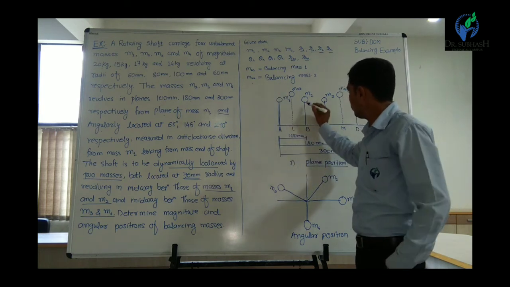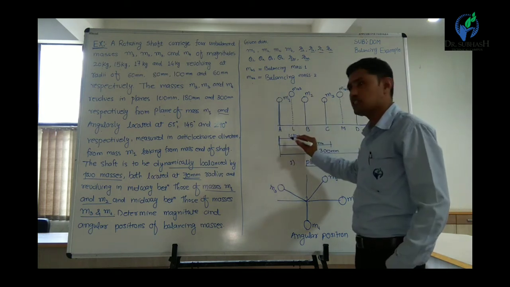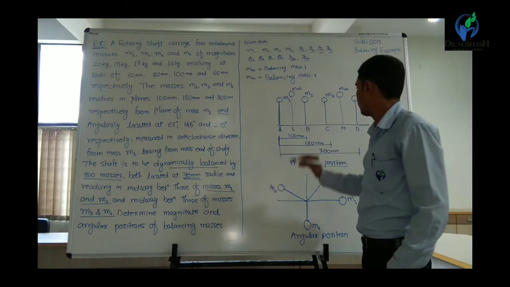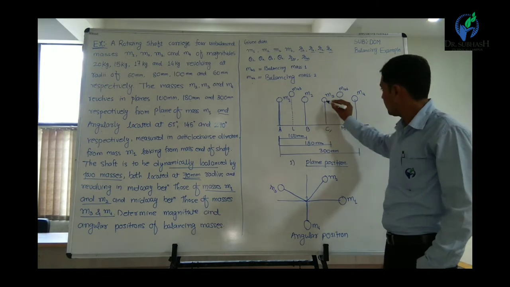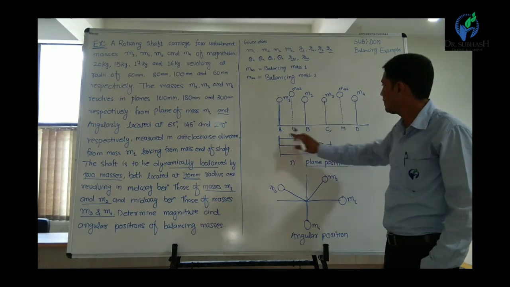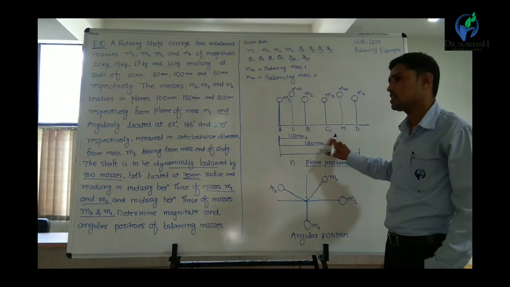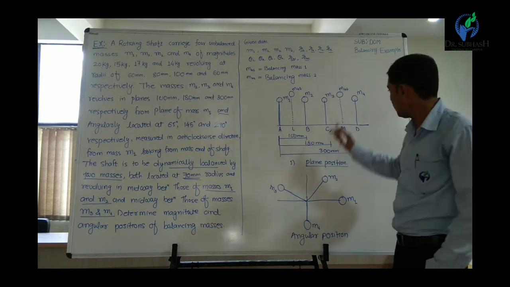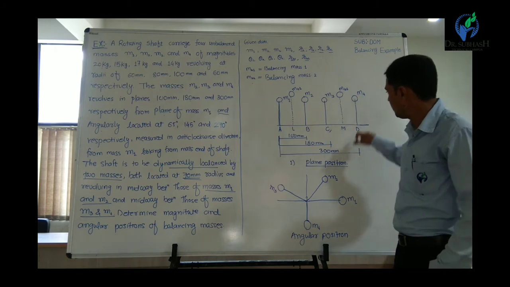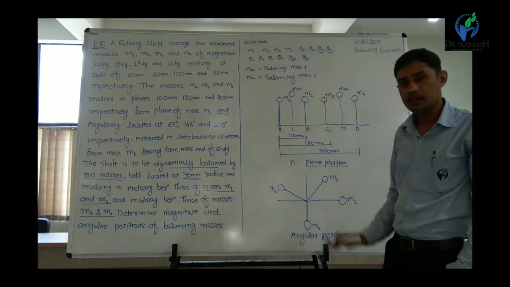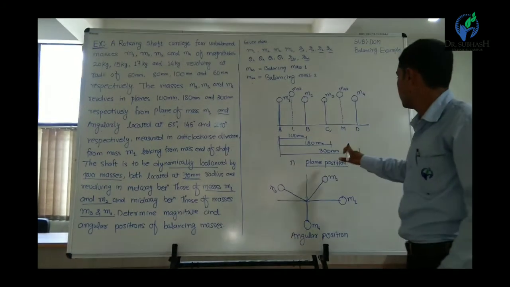So the M2 mass is rotating in B plane and the distance between A and B plane is given as 100 mm. The M3 mass is rotating in C plane, and the distance between A and C is given as 180 mm. Similarly, the M4 mass is rotating in a D plane and the distance between A plane and D plane is given as 300 mm.